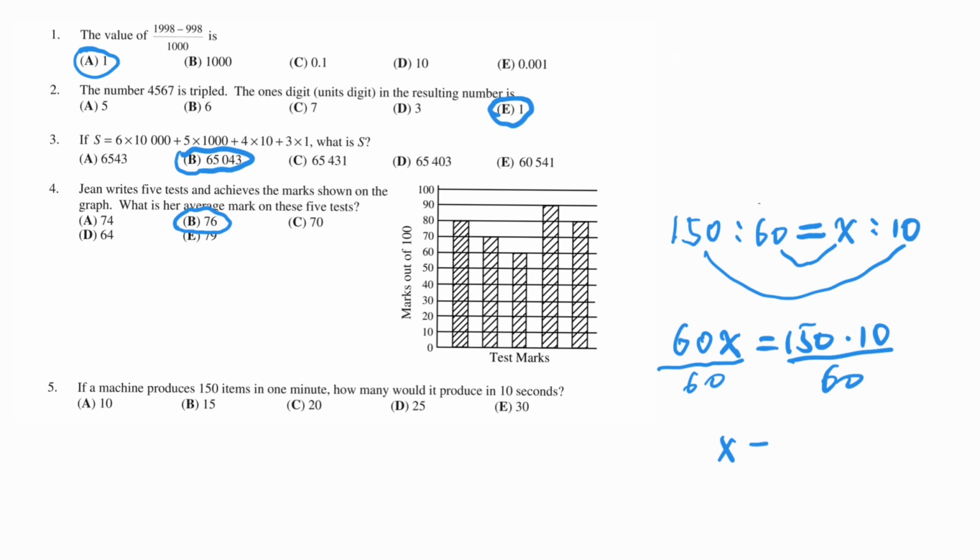So x equals, we cancel a 0 and also cancel the 3. Gives us the 5. This is the 2. Cancel 2. Gives us 5. So 5 times 5, 25. The machine produces 25 items in 10 seconds. Answer is D.